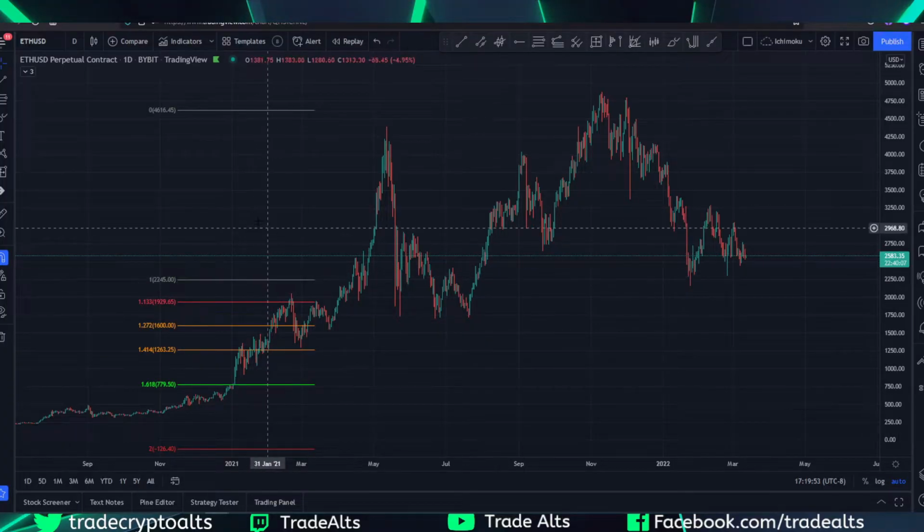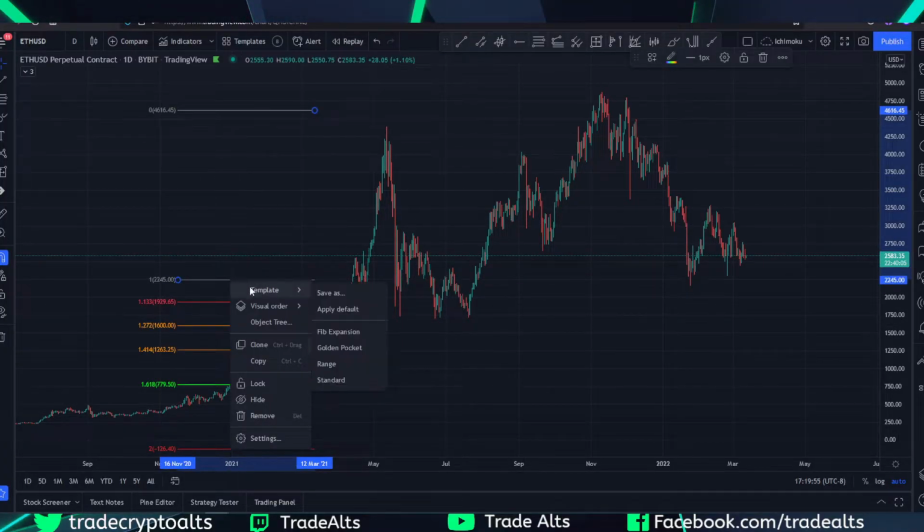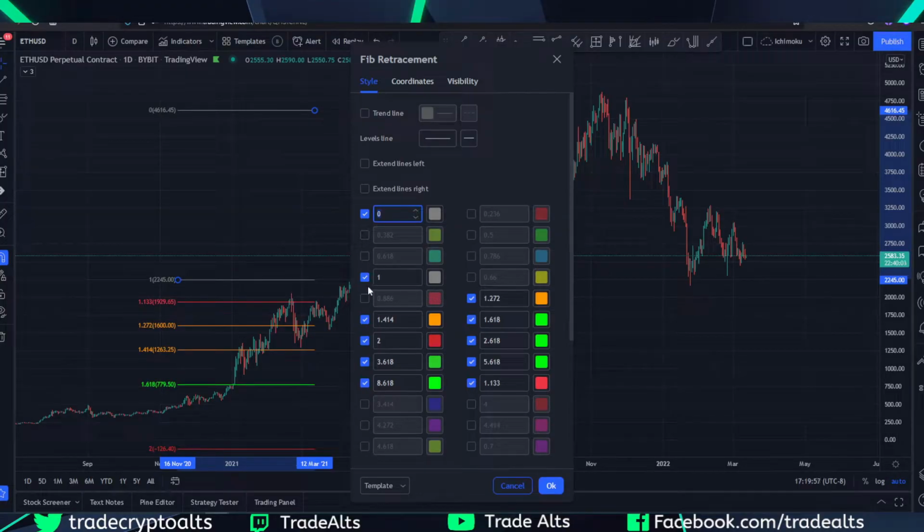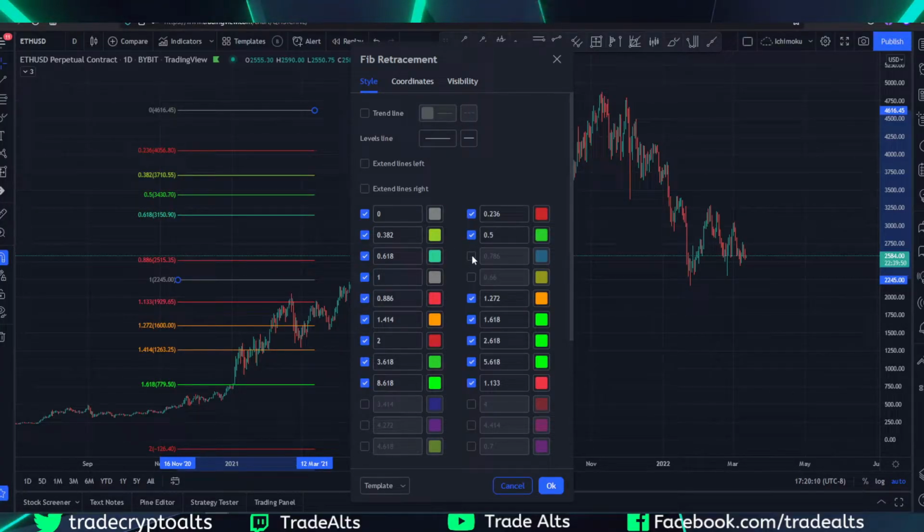So how do you do that? If you right click this and go to settings, again, you can see that I added all of these settings in. If you go to your fib retracement tool, you can check these. You see how I had all these unchecked? So this is your Fibonacci retracement targets.